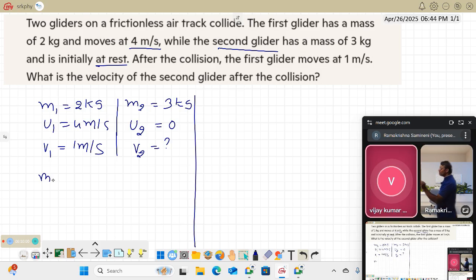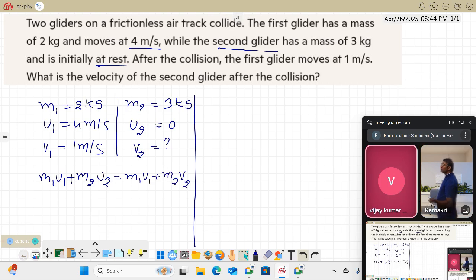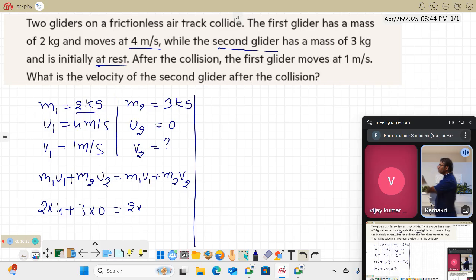That is m1u1 plus m2u2 is equal to m1v1 plus m2v2. So what is m1? 2 into 4, plus 3 into 0, is equal to 2 into 1, since v1 is 1, right? Plus 3 into v2.